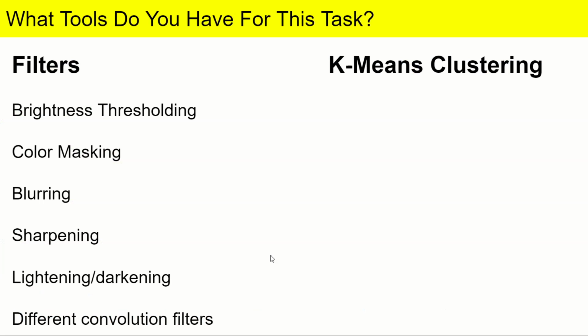So you have been building up a lot of tools that are potentially relevant to this task. So you've got all these filters. You've got brightness, thresholding, and color masking, and blurring, and sharpening, and lightening and darkening, and all the various convolution filters that you've been doing. And then we have k-means clustering, which we used to try and cluster colors. But you can use clustering also to cluster pixels that are close to each other geometrically in your original image. And I'll show you what that looks like in a minute.